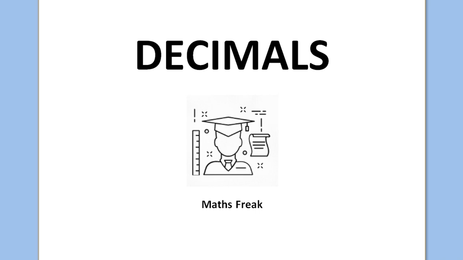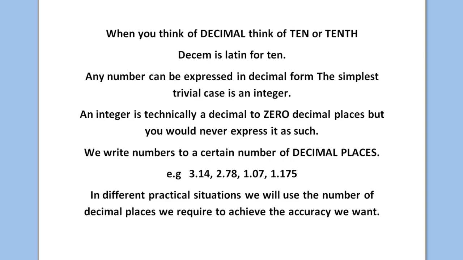Hello, today we're going to talk about decimals. When you think of decimal, think of 10 or tenth. Decim is Latin for 10. Any number can be expressed in decimal form. The simplest trivial case is an integer. An integer is technically a decimal to 0 decimal places, but you would never express it as such.